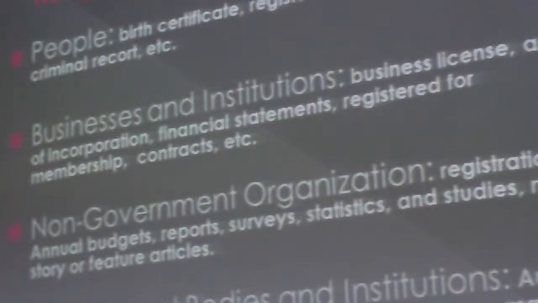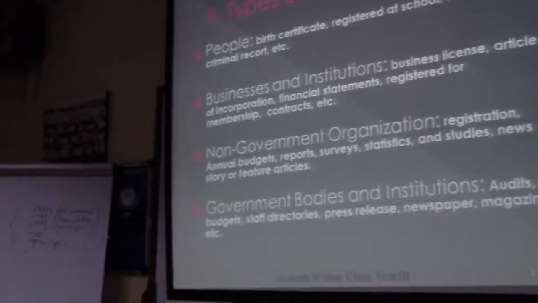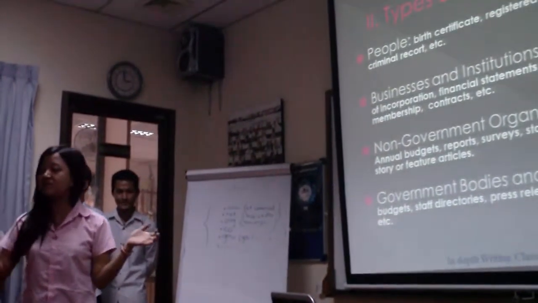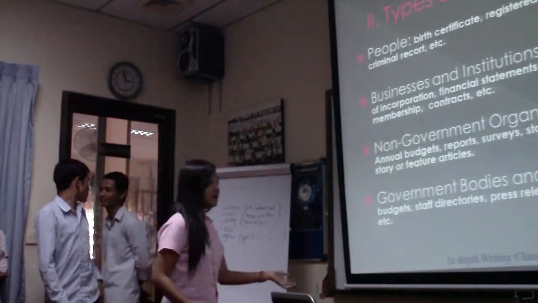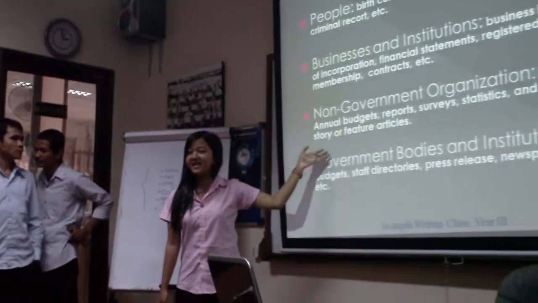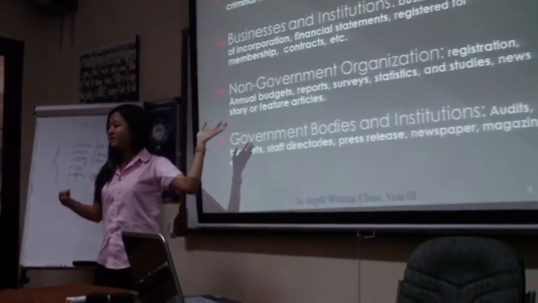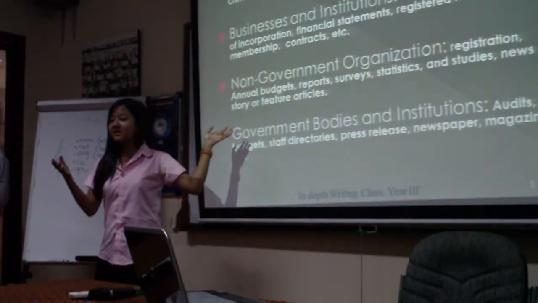Let me jump to my point about the types of paper trail. We have 4 types. It means that we can take a paper trail from people, business and institutions, non-government organizations, and government bodies and institutions. For example, if you want to do an investigative story about corruption, you can go to people and institutions, non-government or government, depending on your story, to prove allegation information from other institutions. Here we make it primary source and secondary source. Which one is more accurate than the other?